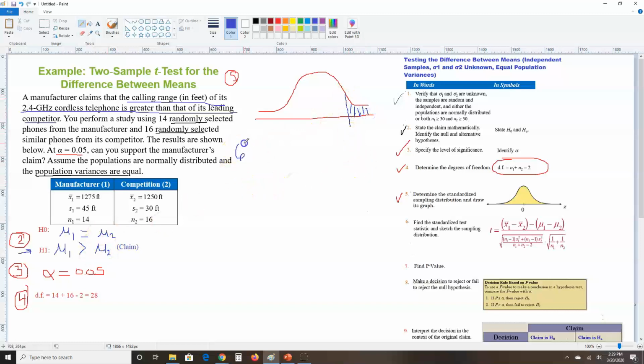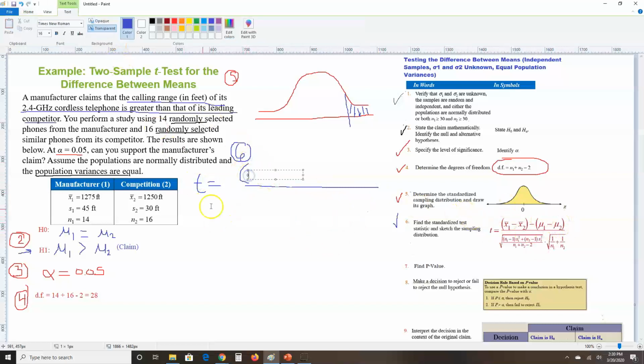Step number 6, that's when we find what is called the test statistic, which is a number that we're going to calculate using this formula. I know the formula looks intimidating, but let's plug in, because that's what we do with formulas. Let's start with the first parenthesis, x bar 1. I'm going to type it instead of write it.